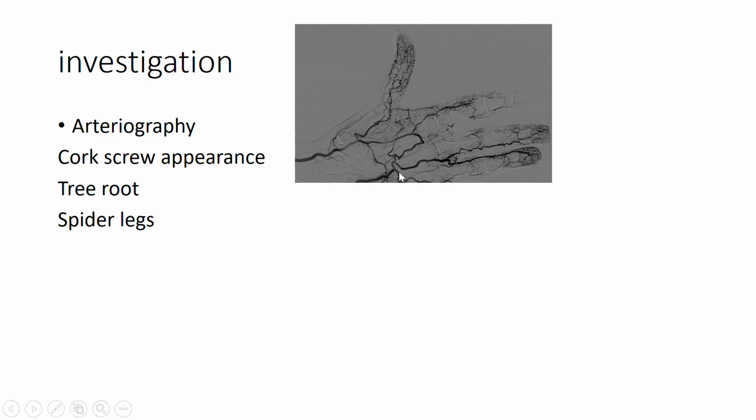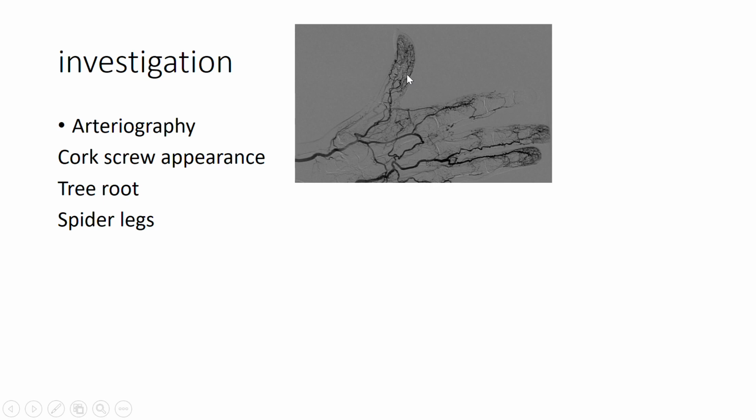Now, there are three words that are appearing here: the corkscrew appearance, the tree root, and the spider legs. Why are these particular appearances seen? If there is a block here, for example, if you see this particular portion, after this portion it is getting a little dim. So there is supposed to be a block here. You can see here also that there are a lot of tiny blood vessels coming out from this portion.